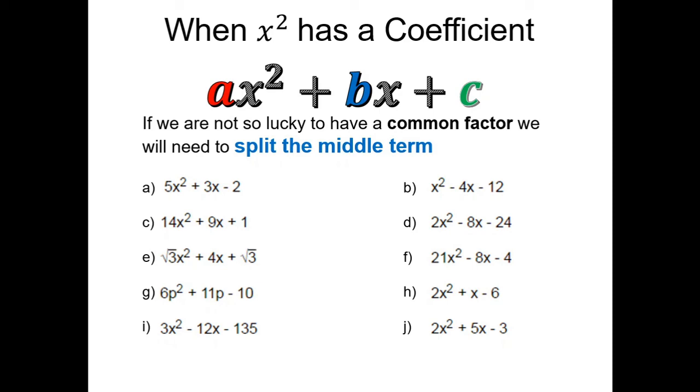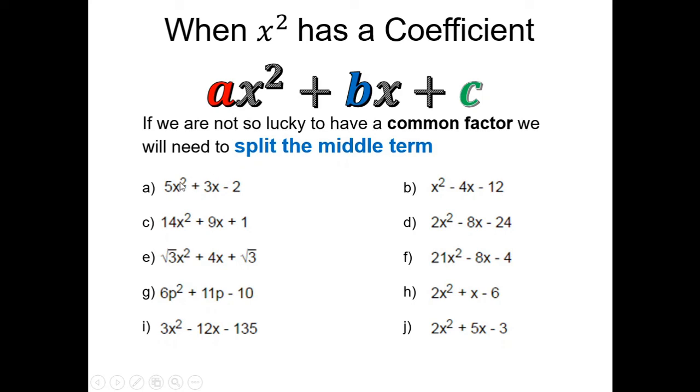Before we start, maybe we could have a look over these. It says here that this is when x squared has a coefficient, and it says here in bright blue, split the middle term, if we're not so lucky to have a common factor. So do go over these first and see, is there any of these where I don't need to split the middle term? Because you saw that process, it was a long process.